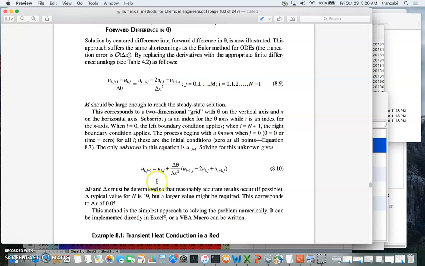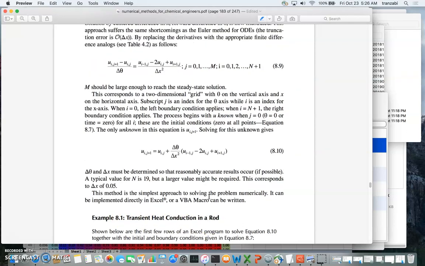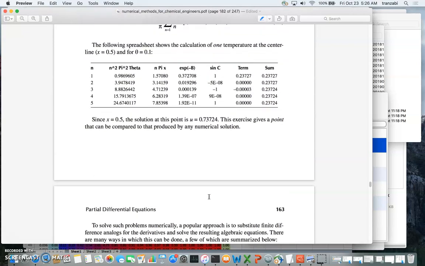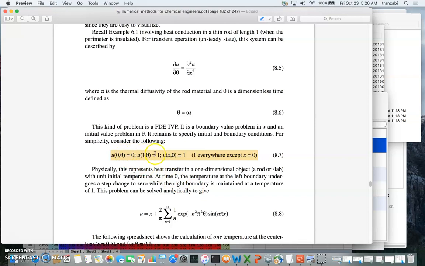So this is basically example 8.1. It's a transient heat conduction in a rod. The example we're going to look at, which is basically this equation, is you can think of a rod. So we have a rod, and initially at time 0, initially everywhere in the rod the temperature is, let's say, 1.